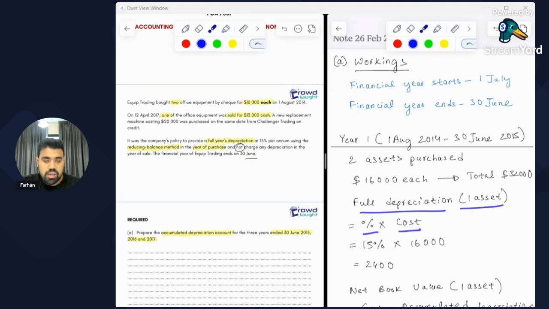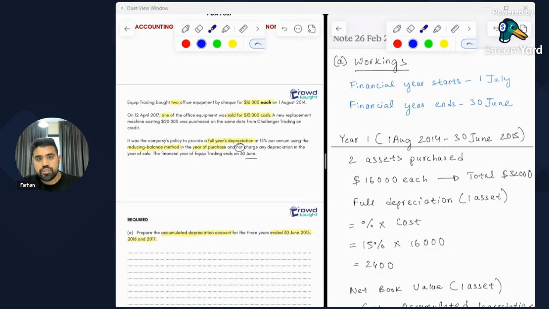So under the reducing balance method, in year one of usage, always multiply the given percentage with the cost. So we're multiplying 15%, which is given in the third paragraph. As you can see, I'm circling here, and that is multiplied with $16,000, which is the cost of one of these assets that we have purchased. So that gives us a full depreciation of $2,400 in the first year for one of these assets, right?